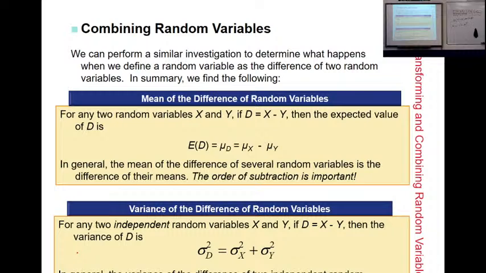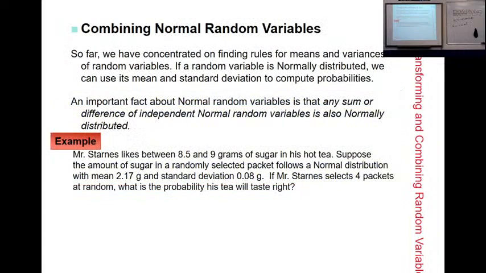Okay, let's do this as an example, and we'll go through a couple together. We want to be in the zone between 8.5 and 9 grams of sugar in the tea. Suppose the amount of sugar in a randomly selected packet follows a normal distribution with a mean of 2.17 and a standard deviation of 0.08. If we are selecting 4 packets, what is the probability that the tea will taste right?